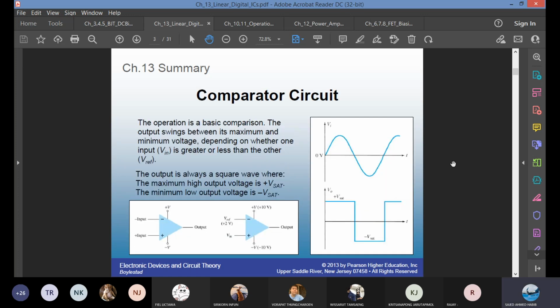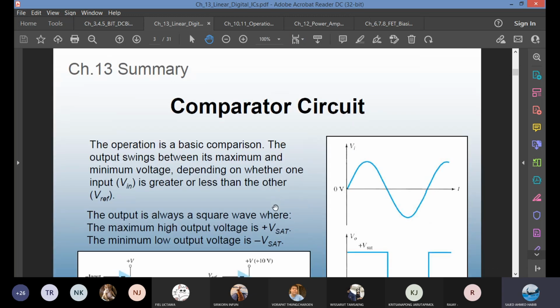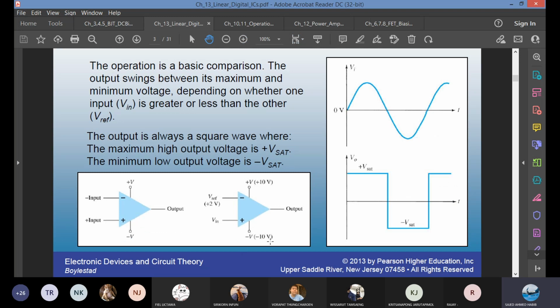For a comparator, understand how it works. You have two inputs, plus and minus. The output from a comparator is always a square wave. V plus and V minus are not your input voltage. They are a reference voltage level for saturation. There are some cases where you have to build a circuit where V minus is put at ground. V minus I put at 0 volt, V plus maybe plus 5 volt or 10 volt.